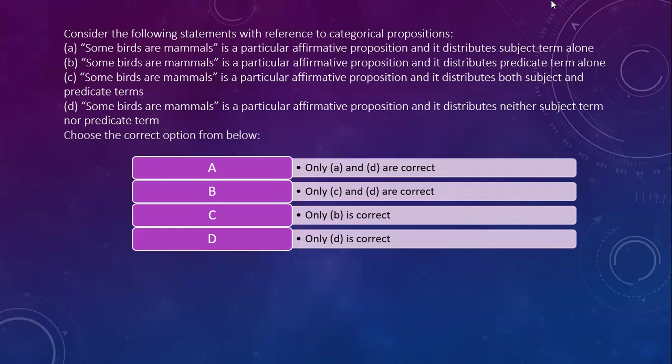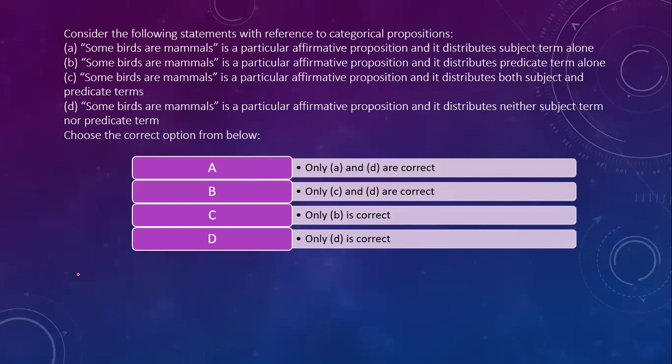Consider the statements with reference to categorical propositions. Some birds are mammals is a particular affirmative proposition and it distributes subject term alone. Some birds are mammals is a particular affirmative proposition and it distributes predicate term alone. Some birds are mammals is a particular affirmative proposition and it distributes both subject and predicate terms. Some birds are mammals is a particular affirmative proposition and it distributes neither subject term nor predicate term. So you have to check which one of the options is correct.